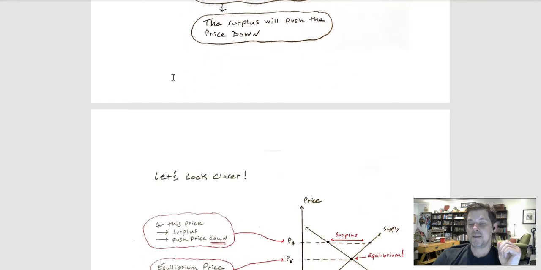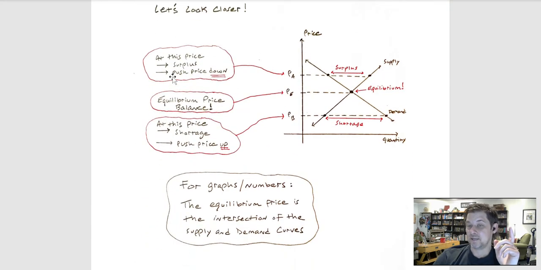Okay, now let's look even closer at that. You see that there's this point where the supply and demand curves could meet, okay? And let's call that the equilibrium price. I'll tell you why in a second. If you had a price more than that, like what we just talked about, there will be a surplus and the price will have this tendency to be pushed down, okay? So it's like in that direction.